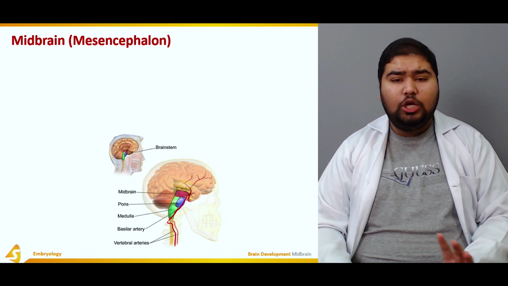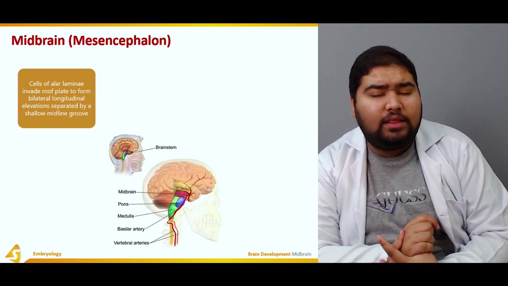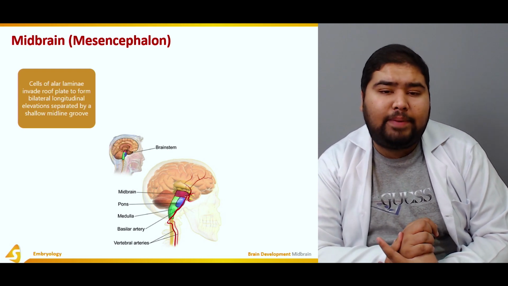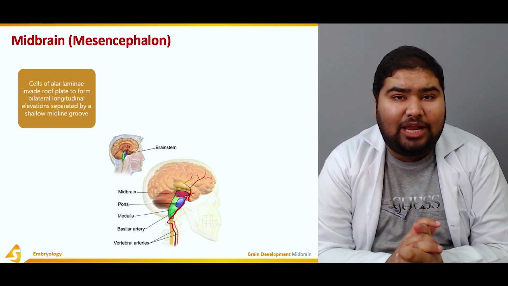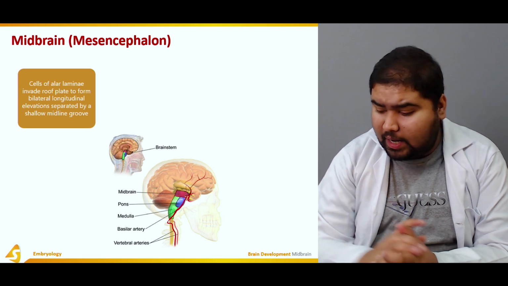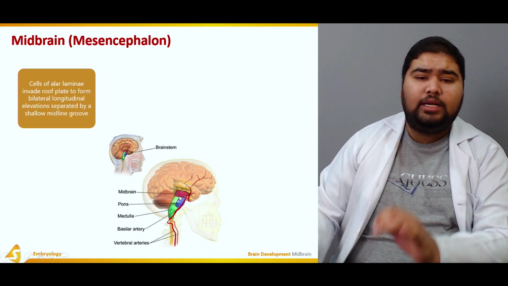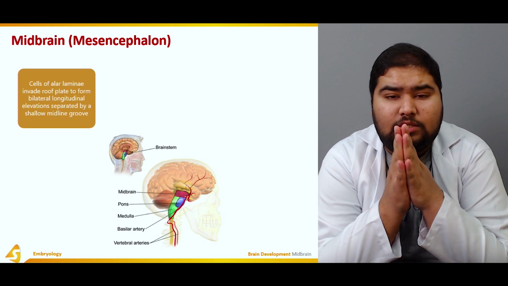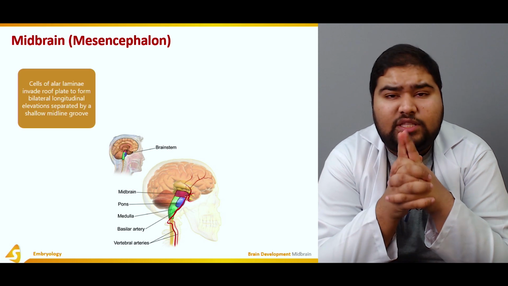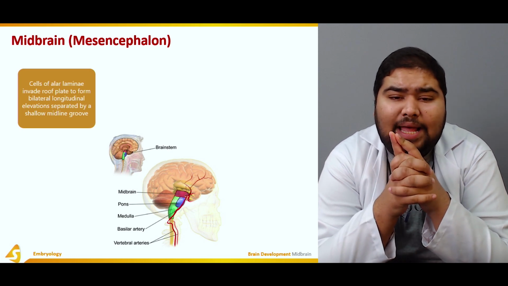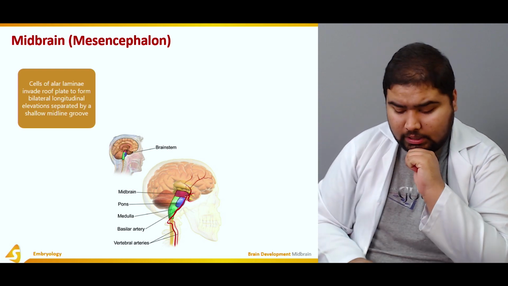Talking about the midbrain, the cells of the alar laminae invade the roof plate to form bilateral longitudinal elevations which are separated by a shallow midline groove. Again, we are talking about the midbrain, this region in red. The cells of the alar laminae first invade the roof plate. Now they form bilateral longitudinal elevations which are separated by a shallow midline groove.